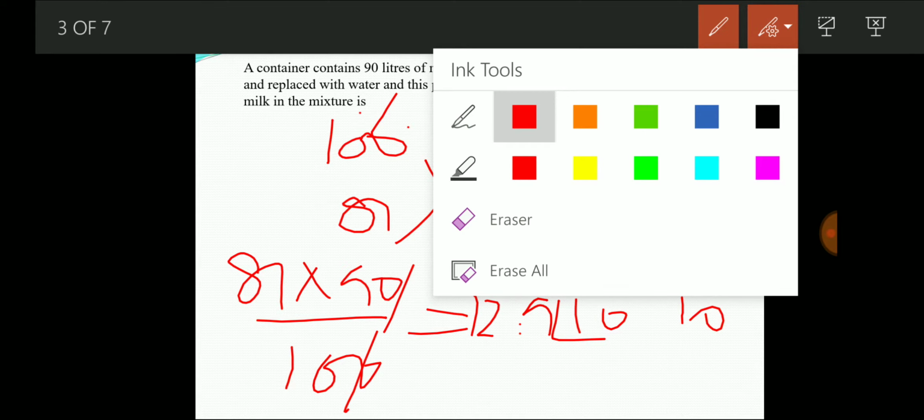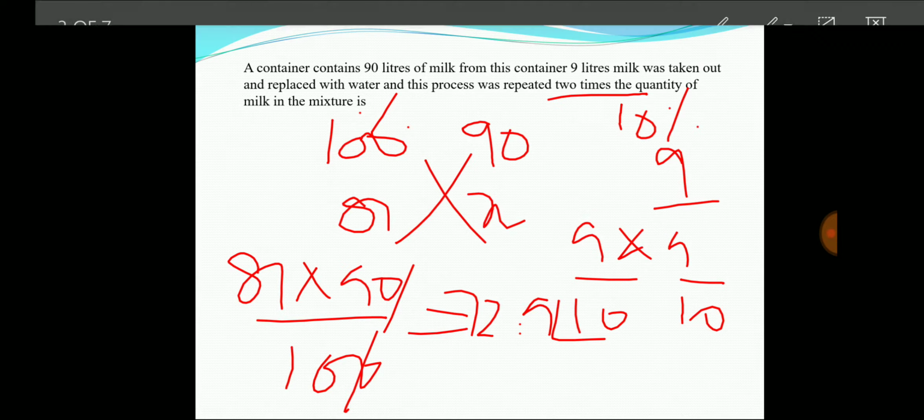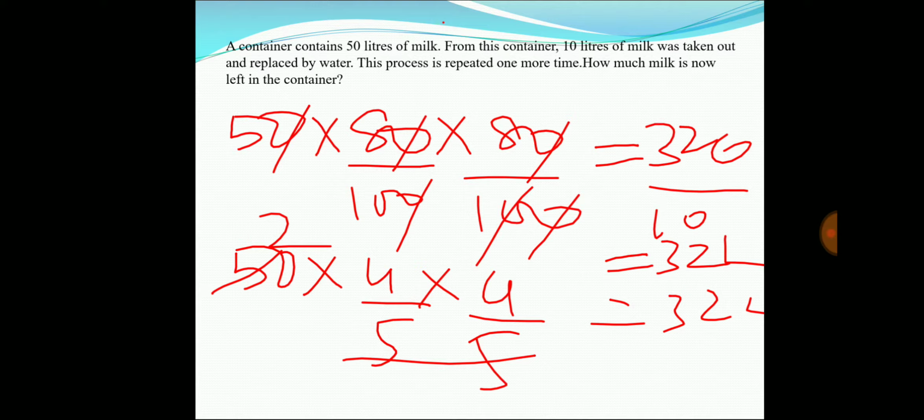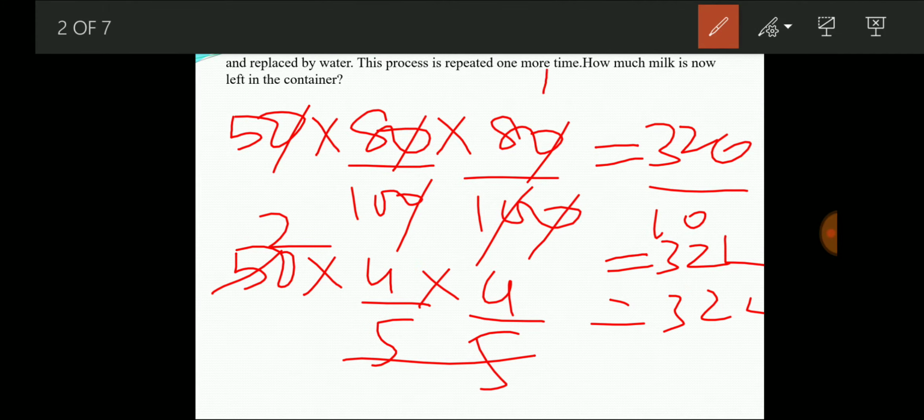Probably for the previous question, we could do this also. The previous question: 50 liters, from which 10 liters is removed. So from 50 liters, 10 liters removed is 20%. If 20% gets reduced, we know that it's going to be 4 by 5, 4 by 5, or it can be said as 8 by 10, 8 by 10. So we know 100% is 50, then 8 by 10, 8 by 10 is nothing but 64 by 100, so 64% is x. So 100% is 50 and 64% becomes x. So 100 divided by 2 is 50, then 64 divided by 2 is 32. That will be our answer.